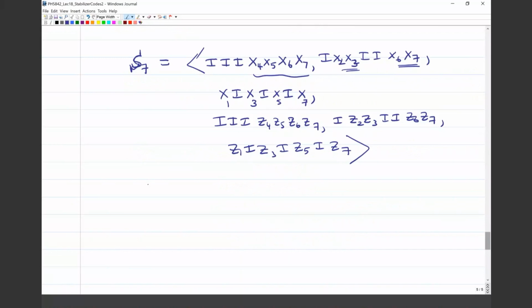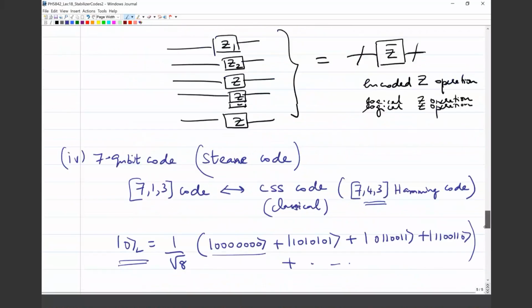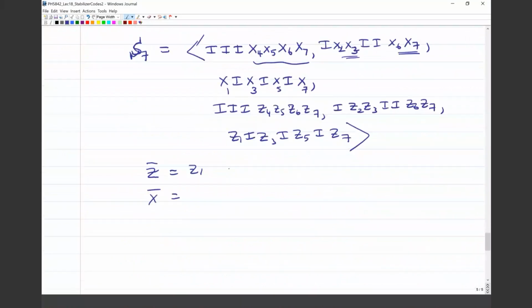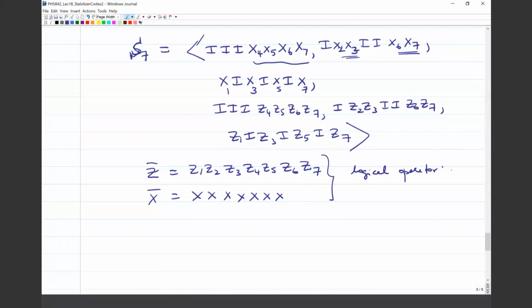And once again, you can identify what the logical Z and the logical X are. I will let you do that. So again, with the even parity, I hope it's clear that the all Z operator will be the logical Z, and the all X operator will be the logical X. Did I write 7 of them? All right, so there you go. That's the 7-qubit code with the 6 stabilizer generators and the logical X and Z operators.